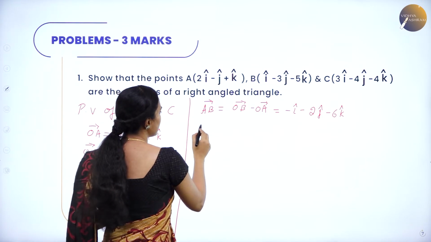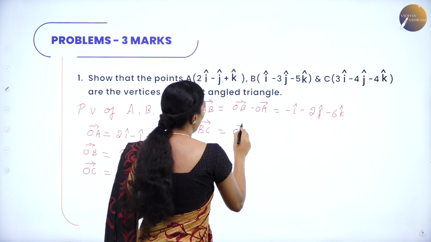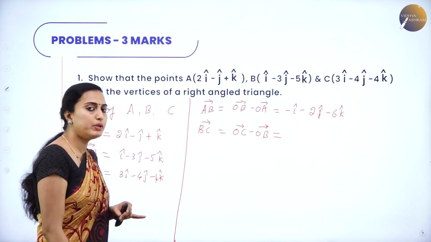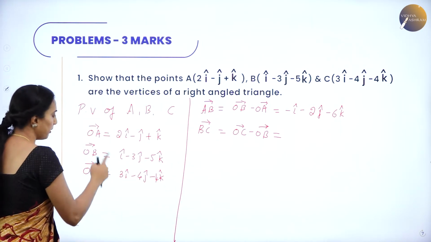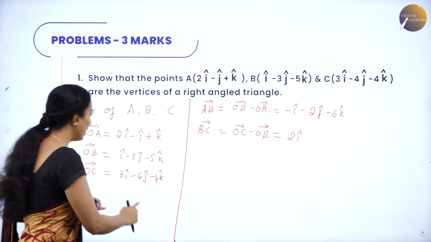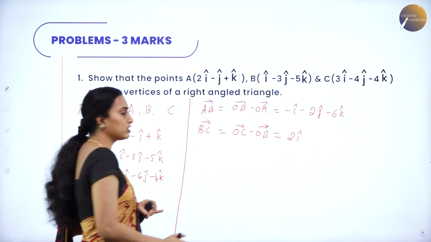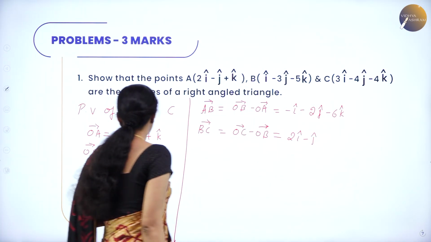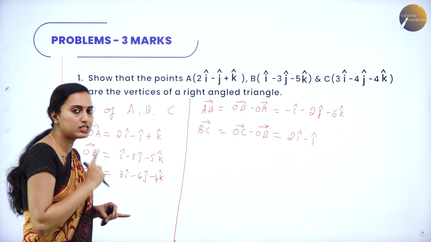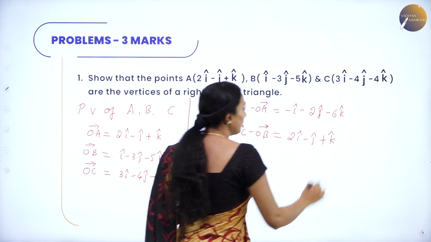Now let us find the BC vector. If AB is OB minus OA, BC is OC minus OB. Let us do OC minus OB. 3i minus i is nothing but 2i. Again, observe here: minus 4j minus of minus 3j, which is minus 4j plus 3j, nothing but minus j, right? Next, minus 4k minus of minus 5k is plus 5k. So it will give you plus k, because the higher value is 5 there.